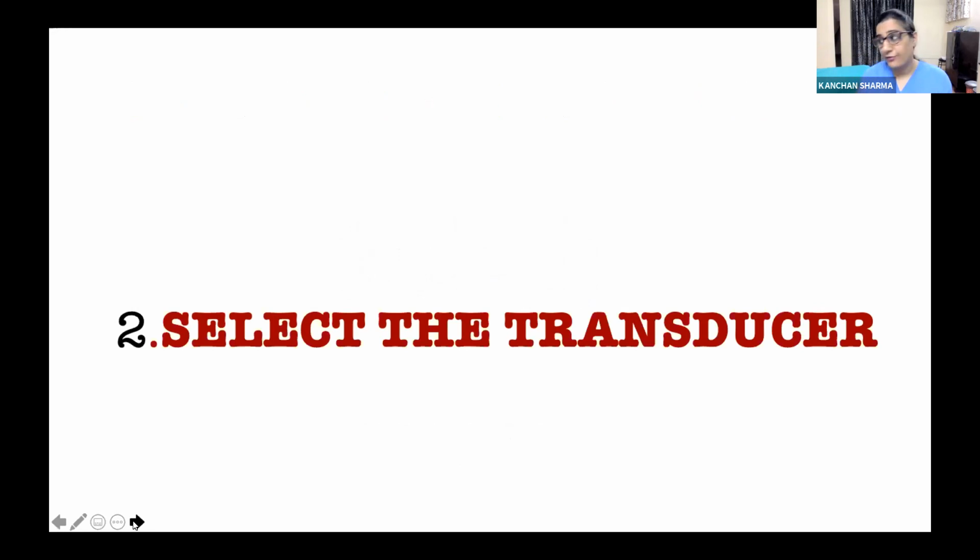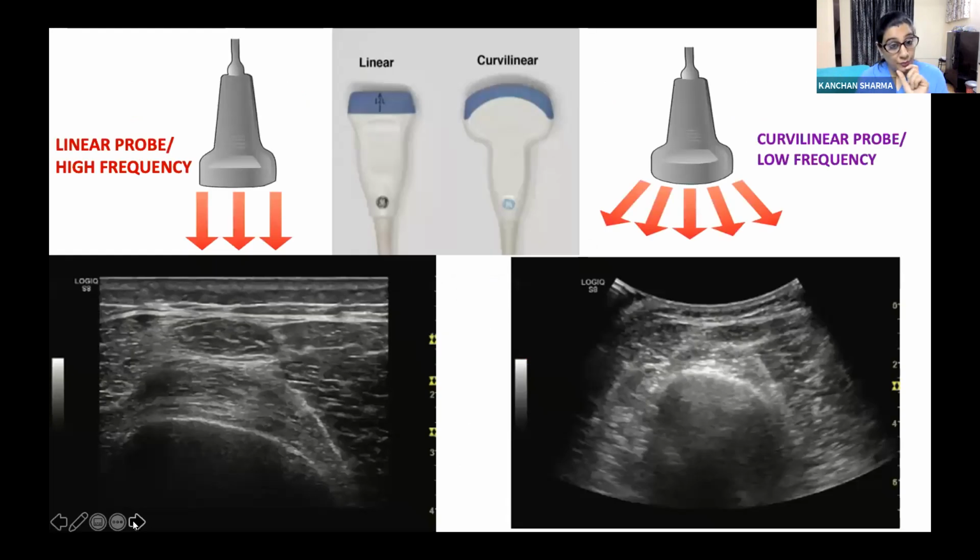The second thing, first I have switched on my machine. Second, you should select the transducer. Now we have learned that if we want to look at any superficial structure, like if I want to scan my knee, my wrist, or my elbow, I am going to use a linear probe. And this I'm saying if I'm scanning a normal individual. So I am going to use a linear probe.